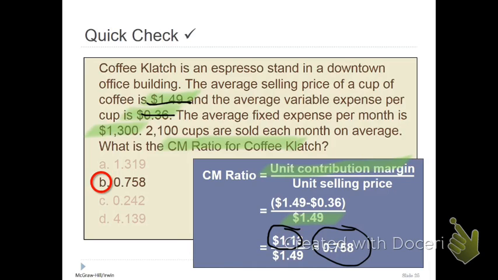What that tells me is that for every cup of coffee that this espresso stand sells, 75% of it is going to cover fixed expenses and then profit. That's what that number is telling me. Okay, that's probably a pretty good number, to be quite honest.